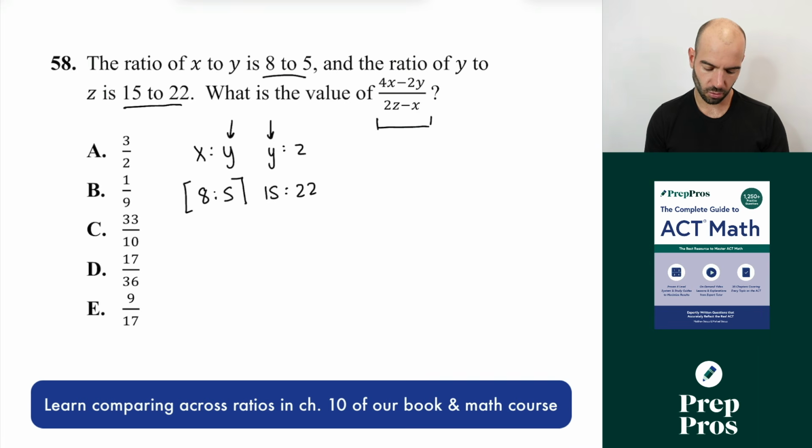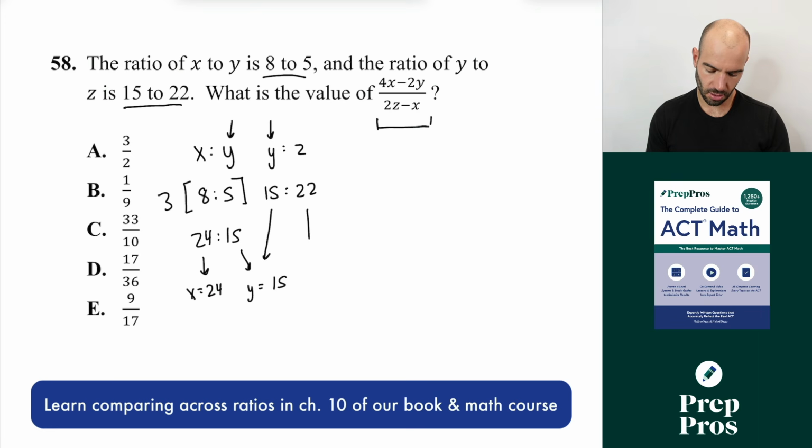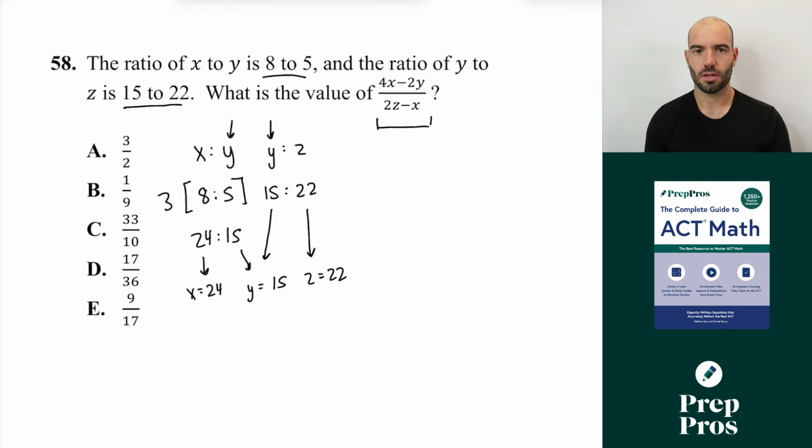So if we multiply the whole first one by 3, our first ratio becomes 24 to 15, and the second ratio is still 15 to 22. So we can see our y values here and here are now matching. When the y values match, we can compare across the ratios. So we can just think our x value is 24, our y value is 15, which we see on both of these, and our z value is 22, because all those numbers make the ratios given in the question true.